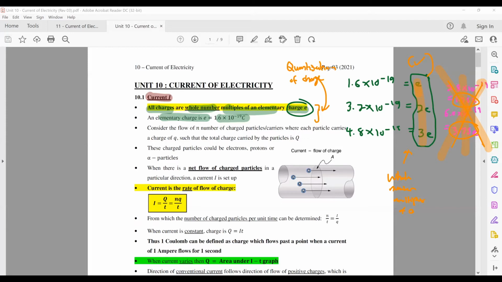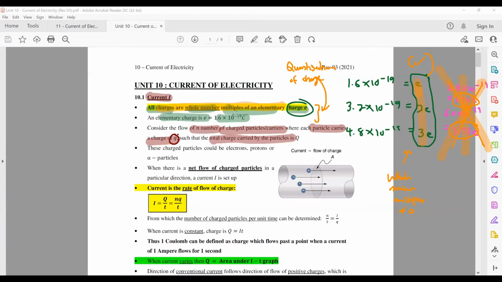Sometimes in your exam, they will ask you to explain what is meant by charge is quantized, or what is meant by quantization of charge. Quantization of charge actually just means this. All charges are just whole number multiples of an elementary charge. Okay. Now, then we move on to another thing, specifically to current. If you have a flow of n number of charged particles or charge carriers, where each particle carries a charge of q, the total charge carried by the particles will be Q, capital Q. Okay, there's a small q here and a big Q here.